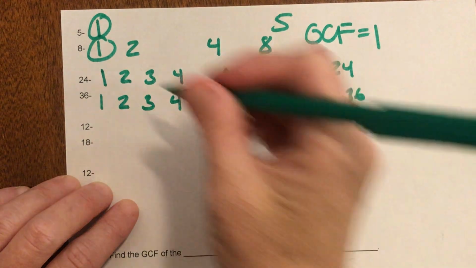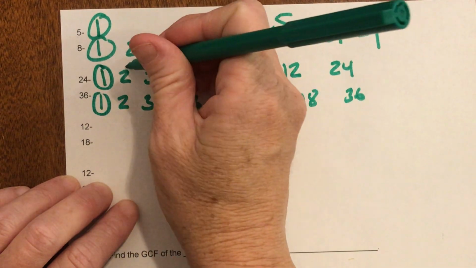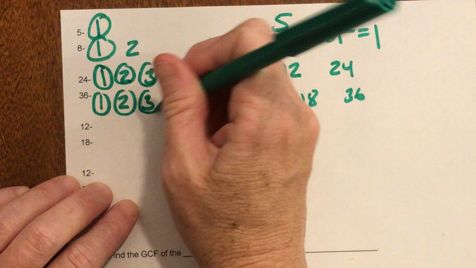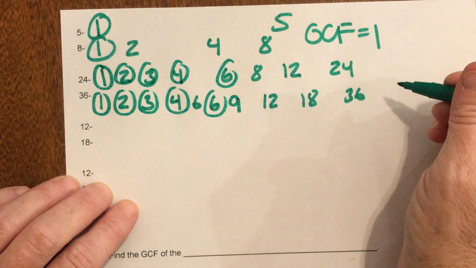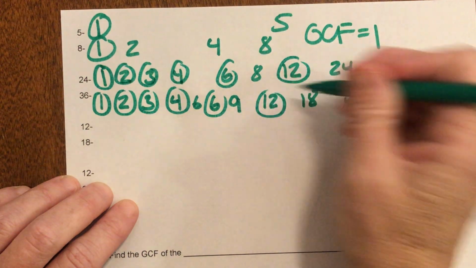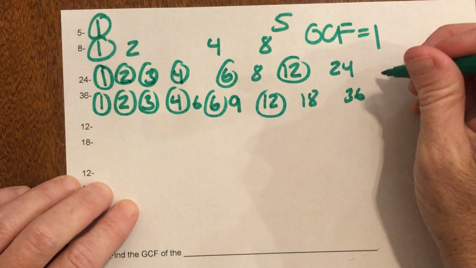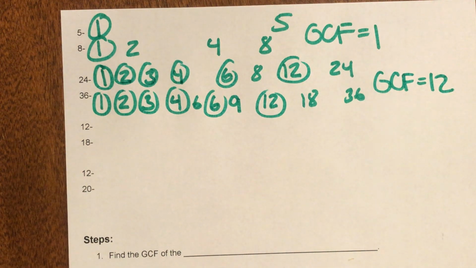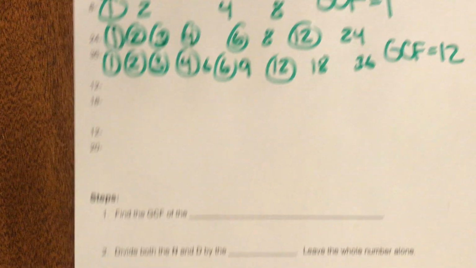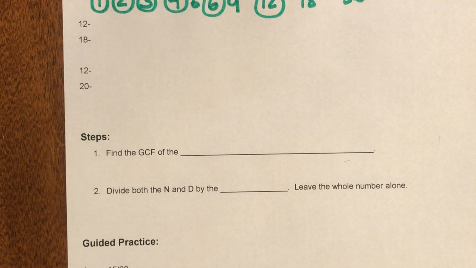Wow, look at how many factors these ones had. They both have a 1, they both have a 2, they both have a 3 and a 4, they both have a 6, they both have a 12. So this time the GCF is 12. Quite a lot. Okay, I think we're going to skip this one and go down to our last one together.